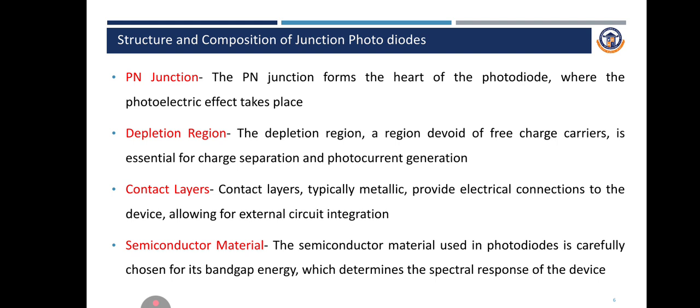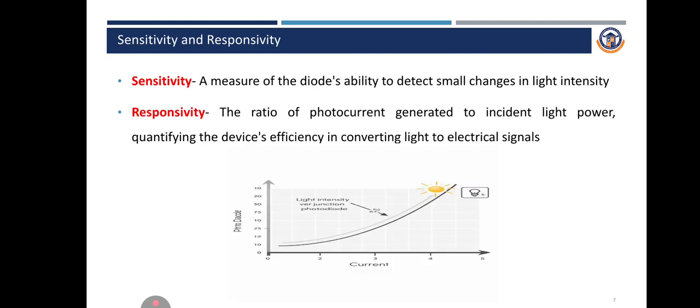The contact layer is typically metallic, and it provides an electrical connection to the device, allowing external circuit interaction. The semiconductor material of the photodiode is carefully chosen for its bandgap energy. Whenever it is reduced, the current flow will be high, and it determines the spectral response of the device.